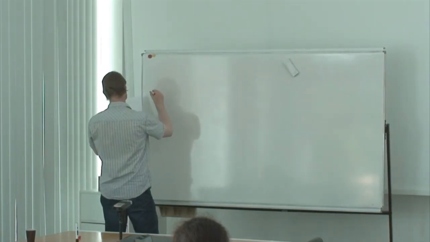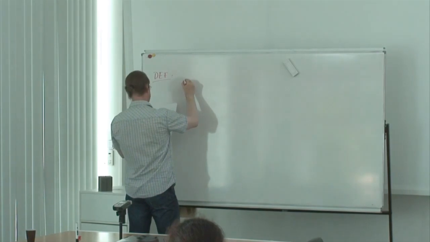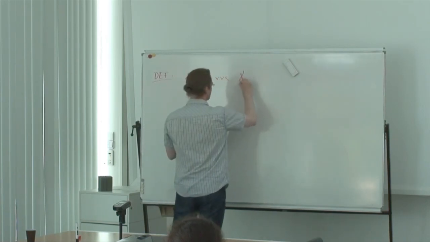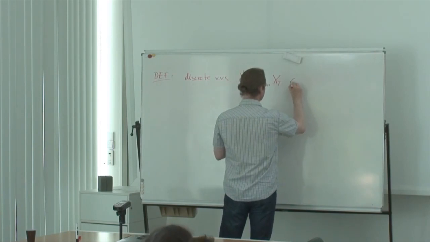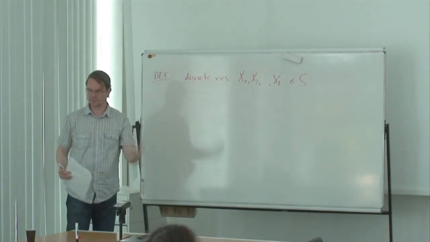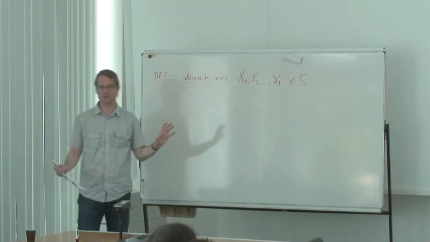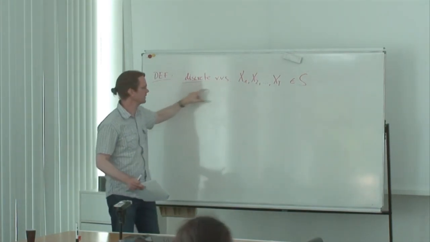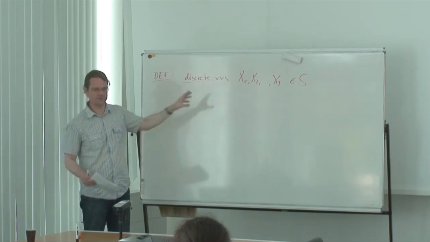So, definition. Assume we have discrete random variables x1, x2, I'll fix an upper bound, xt, each of which can have a value in a set S which is discrete. Can be a very large set, so the integers is a set of infinite size, but it's countable. It's a discrete set. This is what I mean by discrete random variables. In our previous example, each of these x's had a value of 1, of 2, of 15, or whatever, but it was a value out of a discrete set.